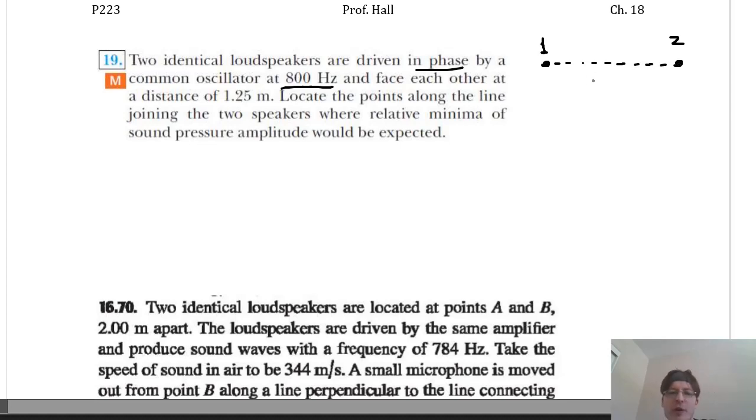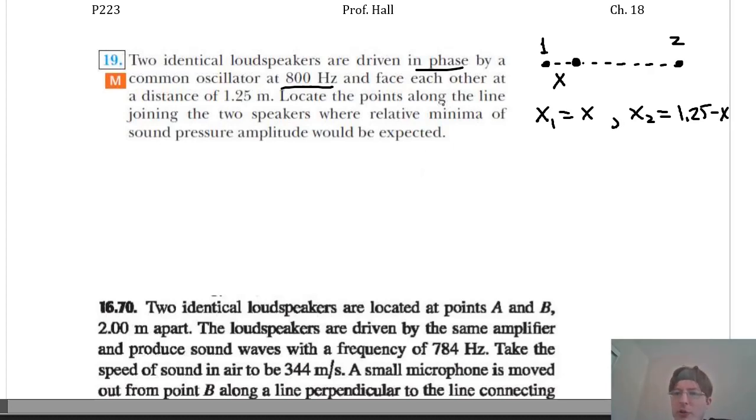The destructive interference locations along the x-axis here. Okay, so here's the x-axis, and I want to figure out where the dead zones occur. I'll call the position x, which means that x1 I'm calling x, the distance from speaker 1. The distance from speaker 2, of course, also matters. How far away are you from speaker 2? Well, it would be 1.25 meters minus x, just the remaining distance.